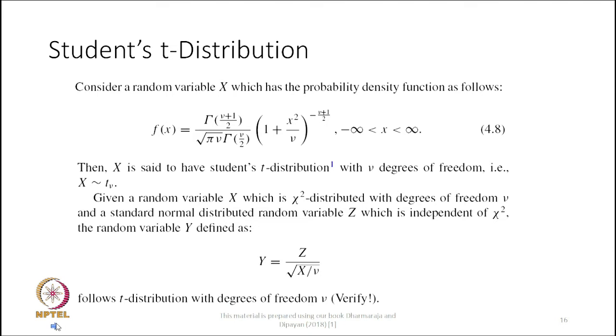Similarly, we are moving into the next important standard distribution, that is called the student's t distribution. This is also a continuous type, therefore we supply the probability density function of it. Both numerator and denominator have a gamma function.